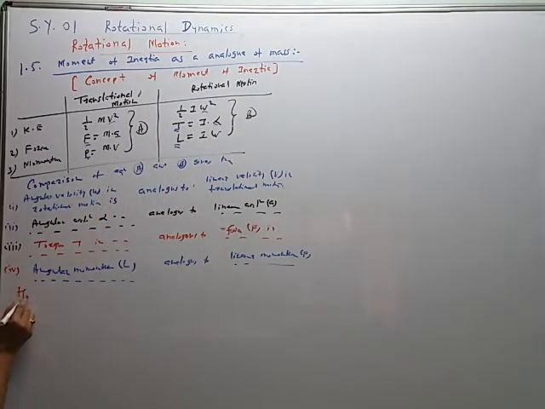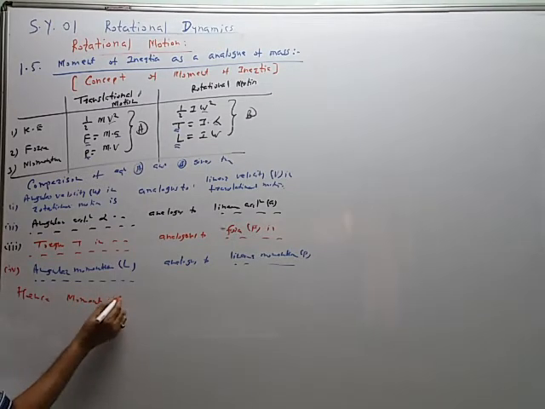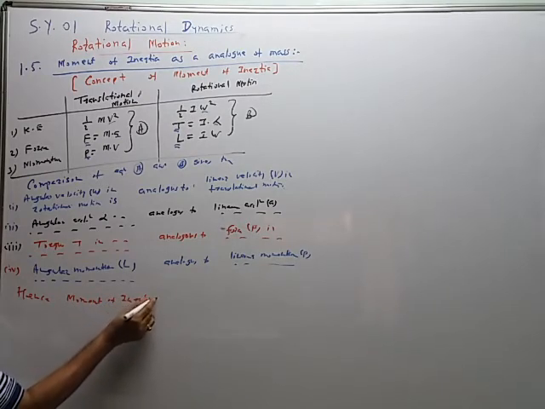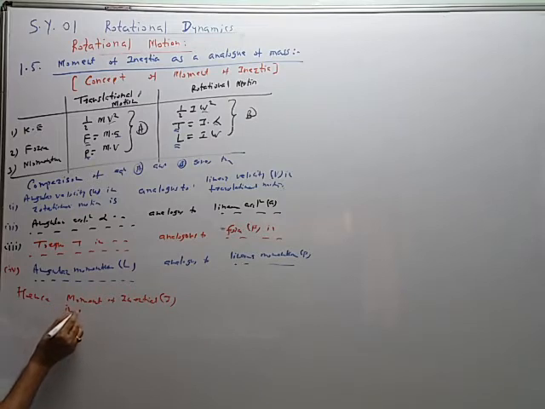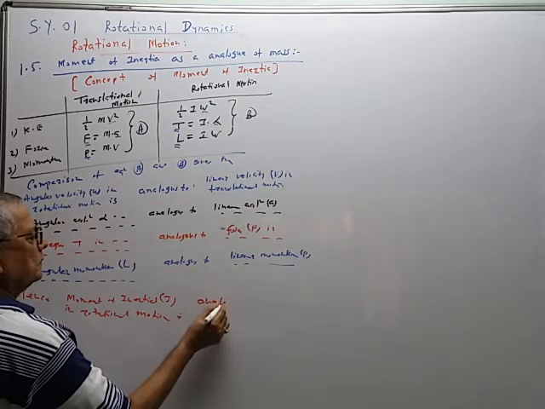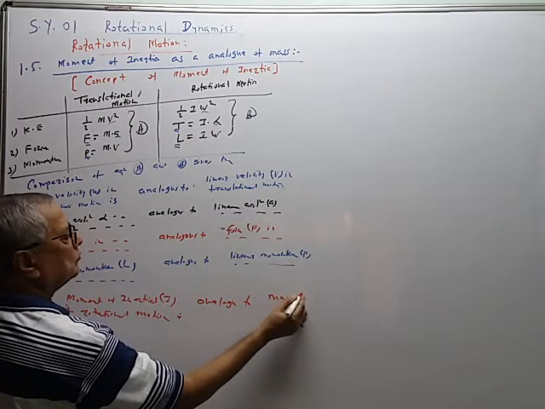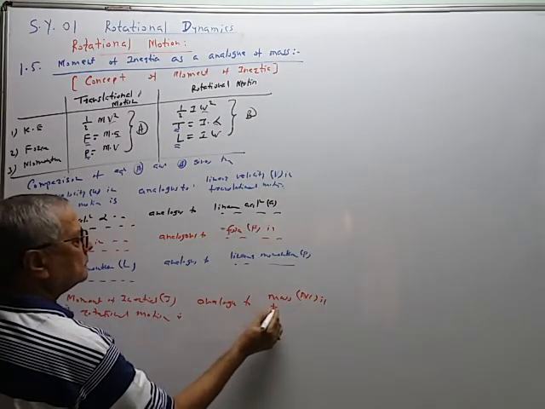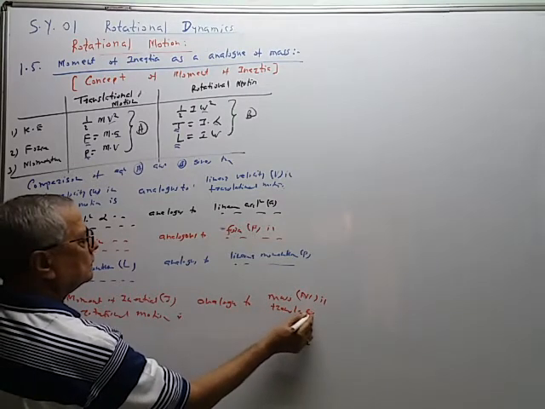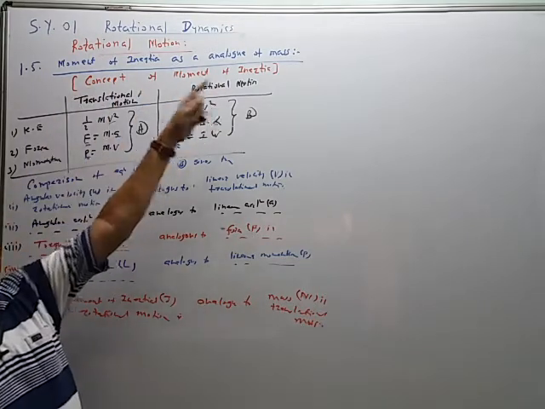Hence, moment of inertia I in rotational motion is analogous to mass m in translational motion. And therefore the title is given: moment of inertia as the analog of mass.